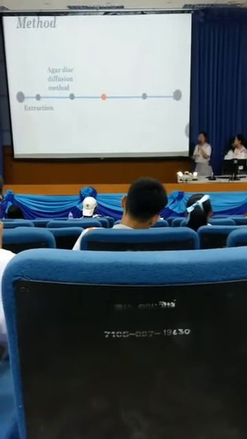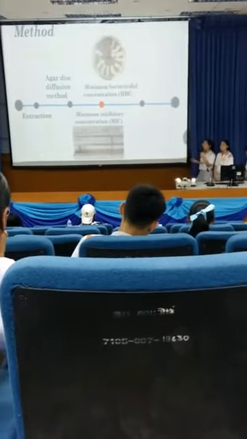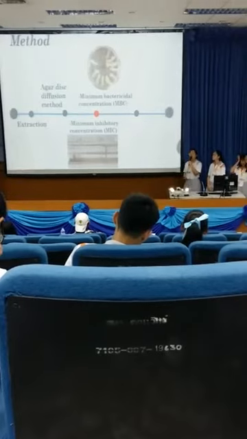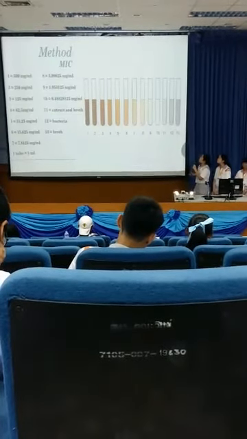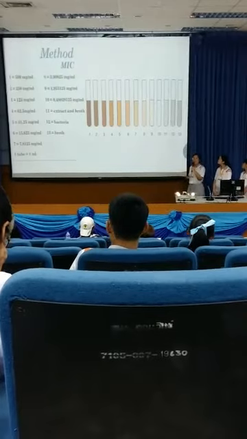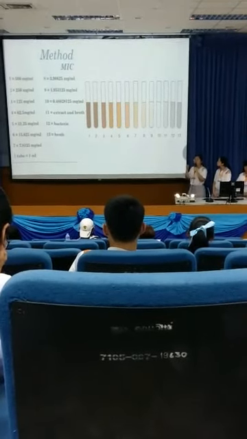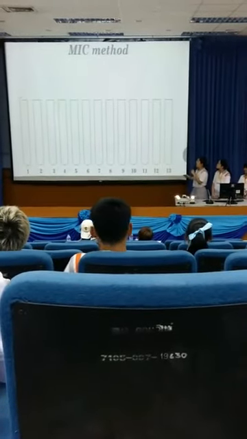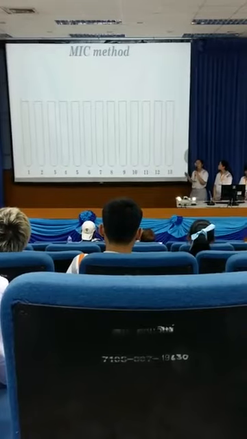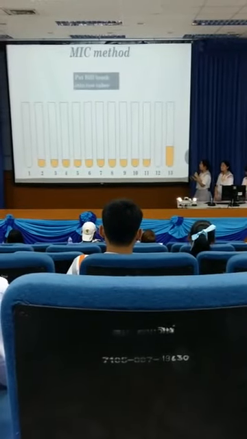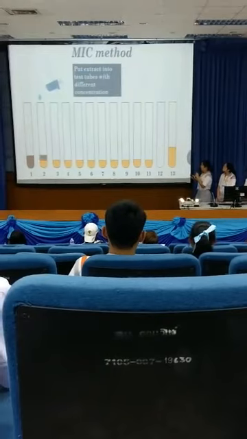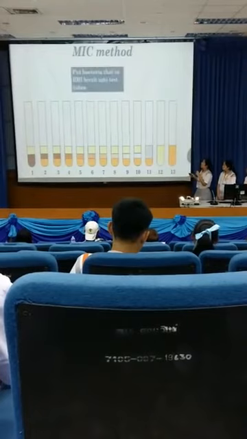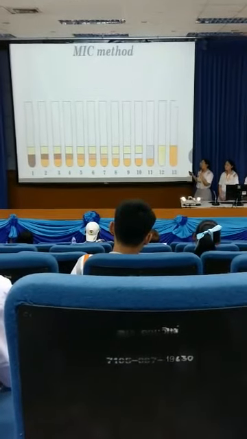Next is the MIC-MBC method. The MIC-MBC method is the method that we use to find the least concentration of extract that can inhibit the bacteria. We will do MIC first, then MBC. In the MIC method, we will prepare 10 concentrations of extract and 3 control variables. To prepare the 10 concentrations of extract, we will use 2-fold dilution of extract by broth. And then we will prepare the bacteria in every tube and incubate it at 37 degrees Celsius for 24 hours.